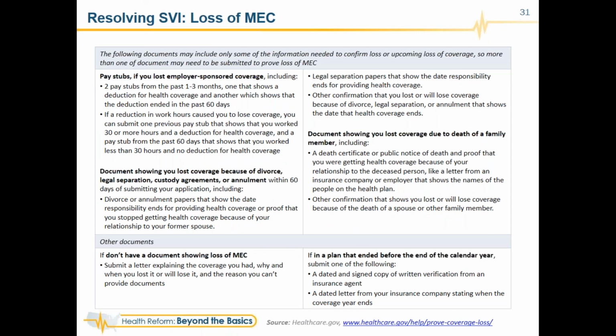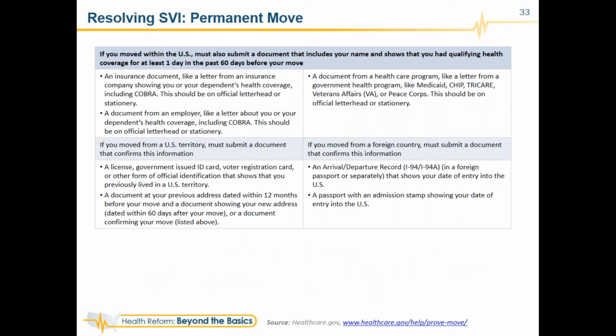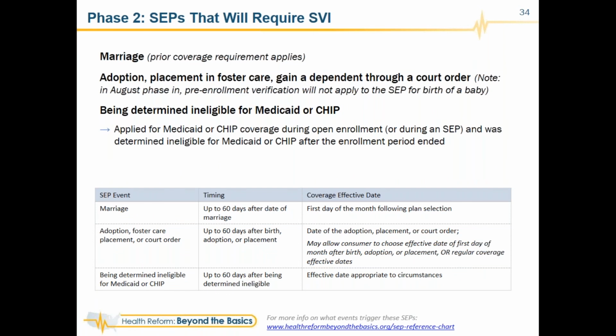Here are the documents that we list for permanent move. And we just want to remind you that proving eligibility for a permanent move can be a little bit more challenging because most people will have to prove that they moved, and they'll have to prove that they had insurance for at least one day in the last 60 days, of course, unless their move was from outside of the US.